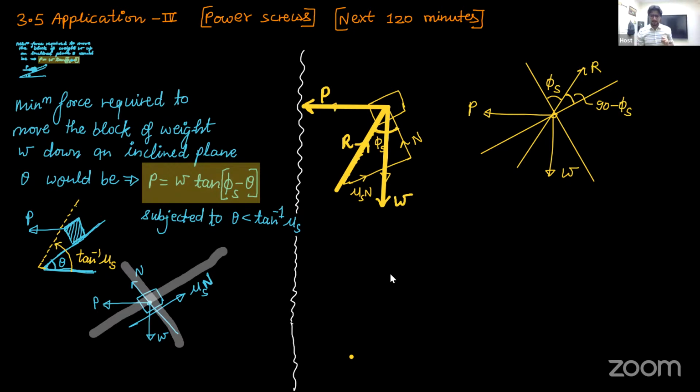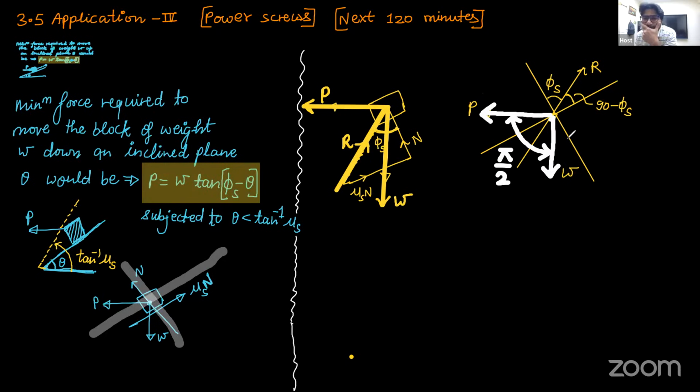The easiest angle is between P and W. The angle between P and W is 90 degrees. The angle between P and W is pi by 2. This P is acting like this, and this W is acting like this, and it is pi by 2.